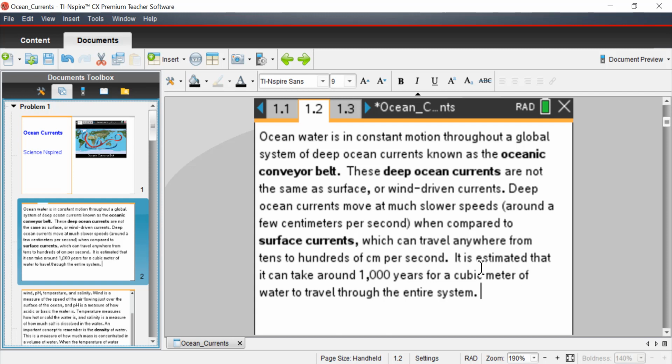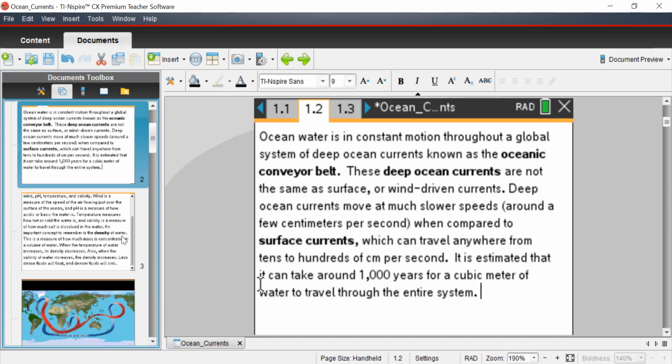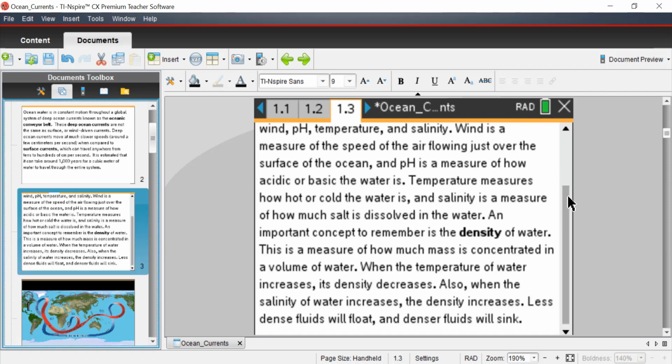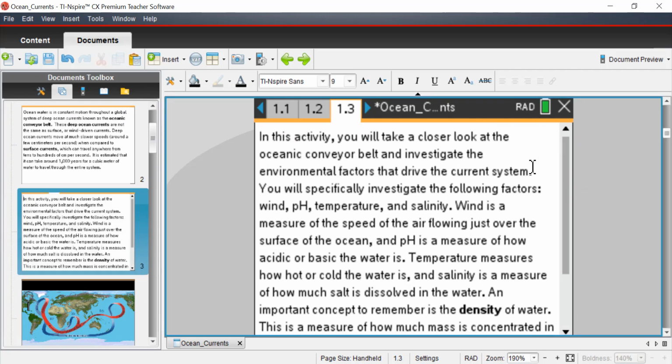It's estimated that it could take about 1,000 years for a cubic meter of water to travel through the entire system. And there's a nice simulation that's going to show you a little bit about that in a few minutes. All right, page 1.3.